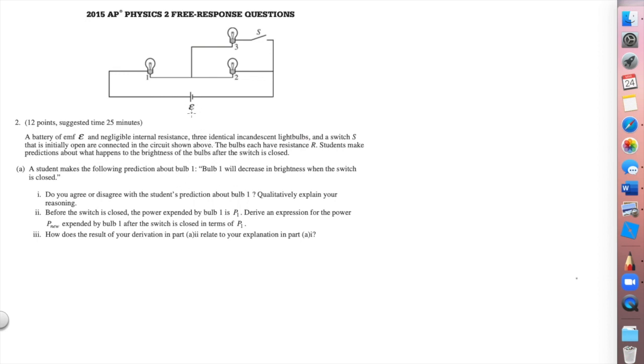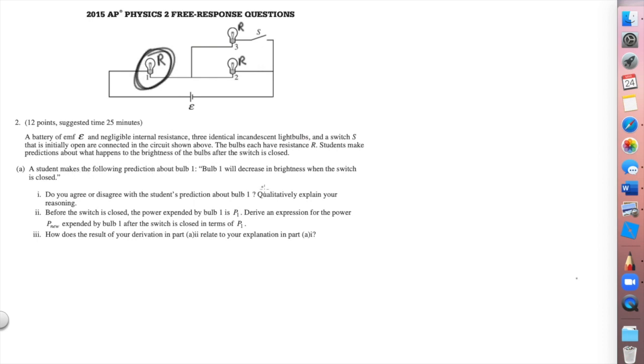So we have a battery. EMF is E. We're told that there's 3 identical light bulbs, all with resistance R. So they're equal resistances, and the switch is initially open.